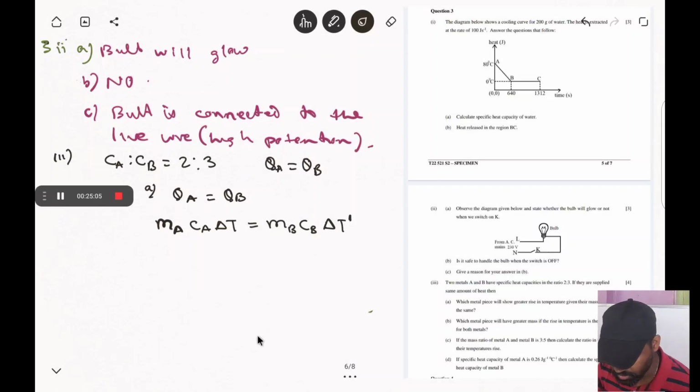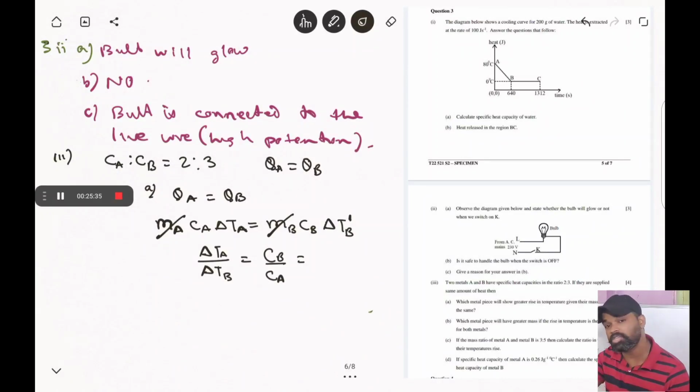Suppose this is T and this is T dash. Which metal piece will show greater rise in temperature given that mass is the same? Mass is the same, so Ma, Mb cancels. So del Ta by del Tb is equal to Cb by Ca, and Ca by Cb is 2:3, which means Cb by Ca will be 3:2. Yes or no? So my first answer will be 3:2.